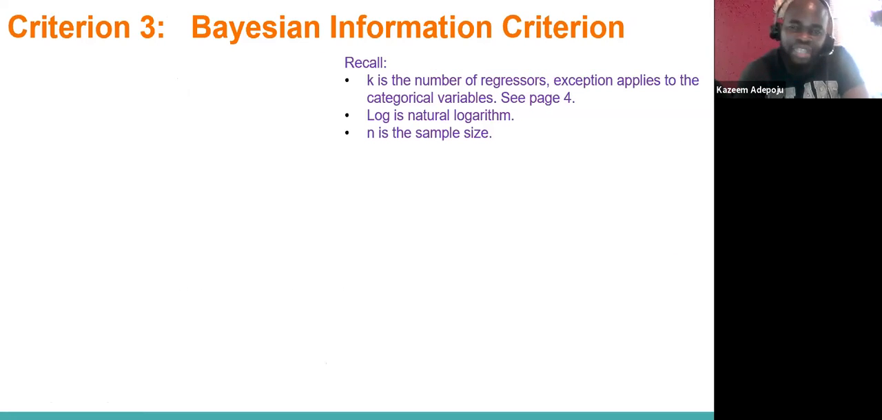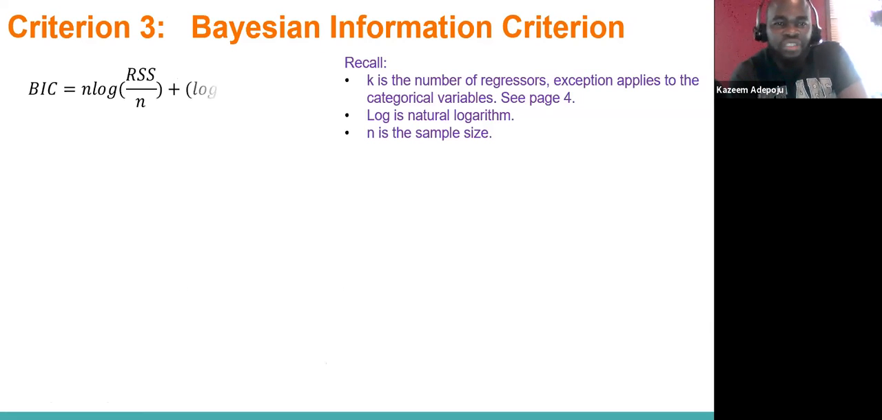Another model selection criterion that is also popular is what we call the Bayesian information criterion, that we call BIC. Okay, so this is also nice. And what is the formula? This is the formula right here. You are still going to use the combination of the sample size, the residual sum of squares, and the number of predictors. Only that, in the case of AIC, what we have here was 2K.